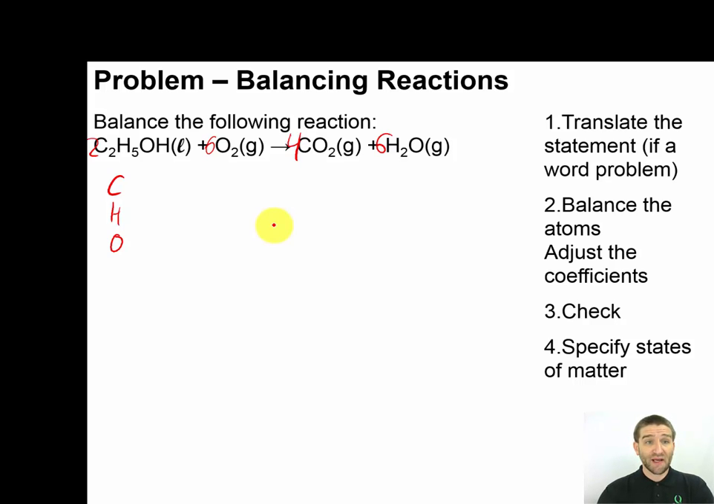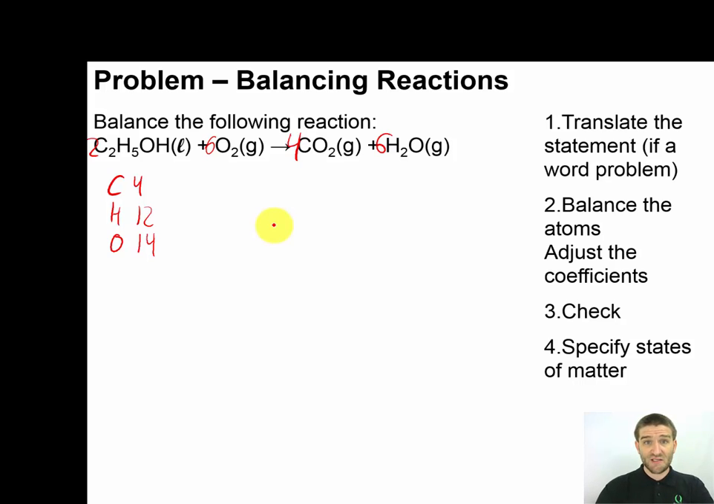So for carbon, I currently have 2 inside the molecule, times 2 gives me 4. For hydrogen, I have 6 inside of this molecule, times 2 gives me 12. For oxygen, I have 1 inside the molecule, times 2 gives me 2. I've got 6 times 2 gives me 12, plus those 2 gives me 14 oxygens. All right, so I've got 14 oxygens.